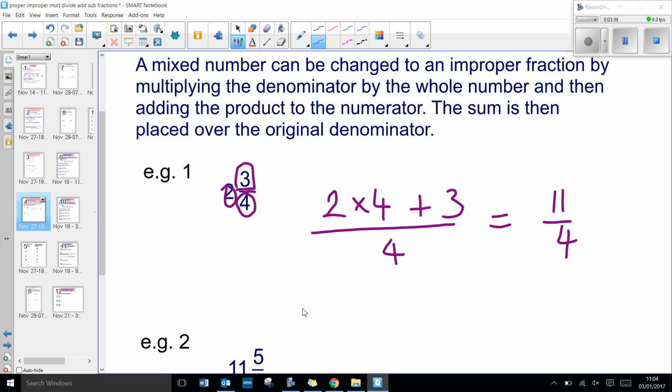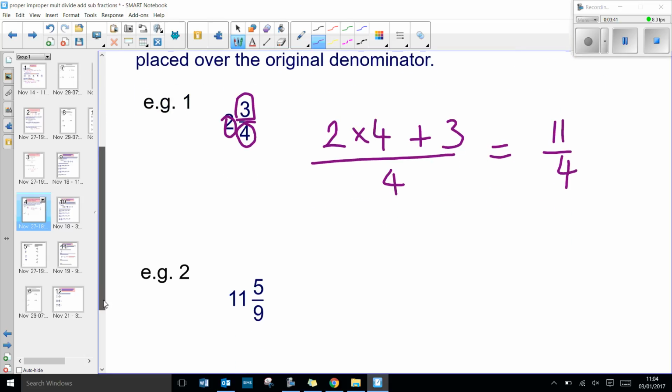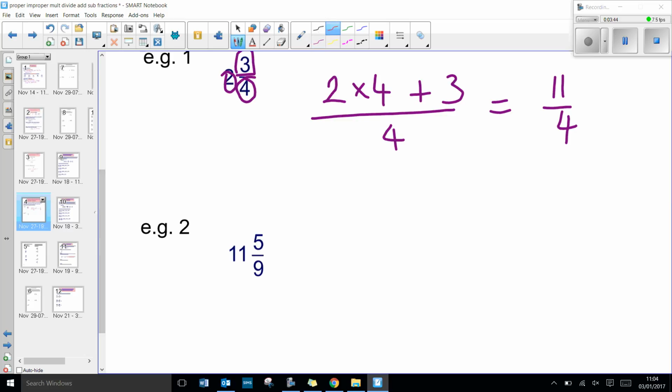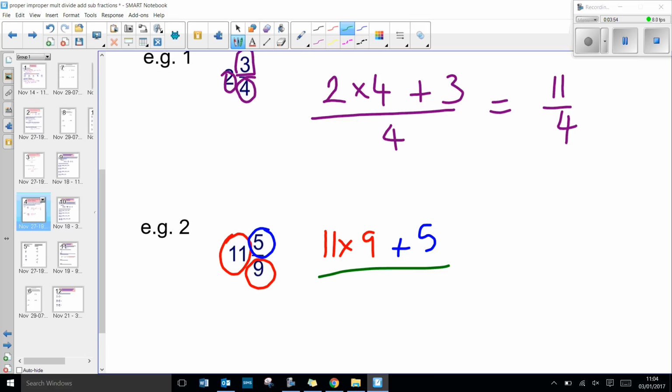Here we've got 11 multiplied by 9. We would then add the 5, and it's all over 9. So that's 99, 104 over 9.